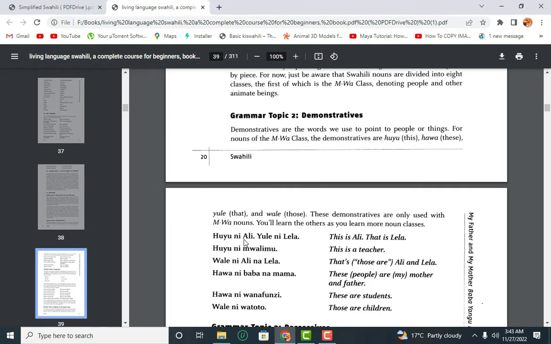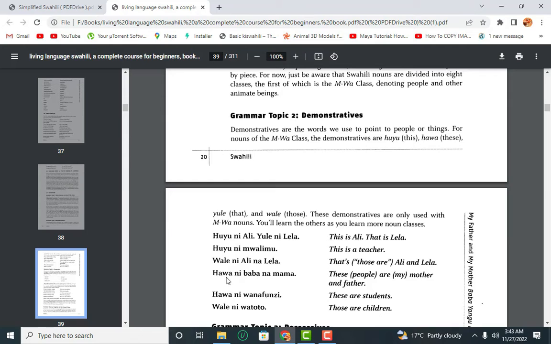Examples in sentences. Huyu ni Ali. Yule ni Lela, which means this is Ali, that is Lela. The next one is huyu ni mwalimu, which means this is a teacher. Wale ni Ali na Lela, which means those are Ali and Lela, like the two of them.